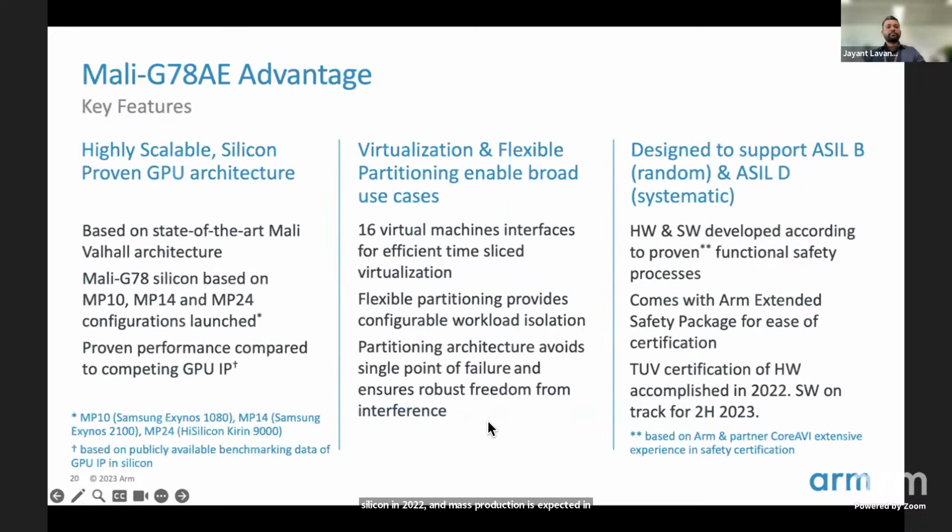The next slide is more elaboration of the highlights that I was talking about. The only point on this slide I would like to draw your attention to is that on top of the hardware separation and partition, up to 16 virtual machines can be supported for efficient time-sliced virtualization. There is flexible partitioning, which provides configurable workload isolation. Again, we'll come to that in a subsequent slide. This kind of partitioning architecture avoids a single point of failure and also ensures robust freedom from interference. We achieved certification of hardware in 2022 and are on track for software certification in the second half of 2023. So next slide, please, Daniel.